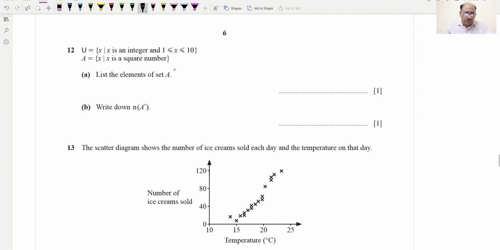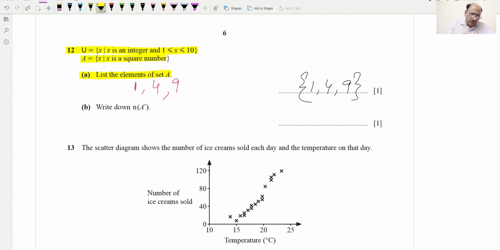Now question number 12, universal set is provided. U is equal to integer values from 1 to 10, and A is a square number. So from 1 to 10 square numbers, list the elements of A. What are the square numbers from 1 to 10? So 1 will be a square number, then 4 will be square of 2, and 9 will be square of 3. So our answer will be 1, 4 and 9. This one we can provide answer like this.